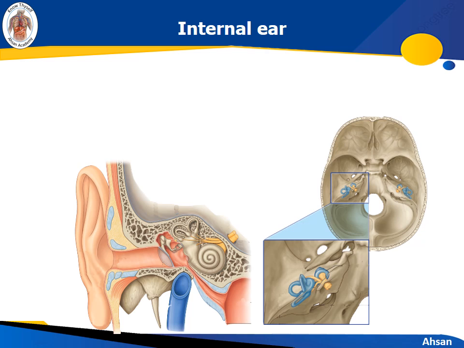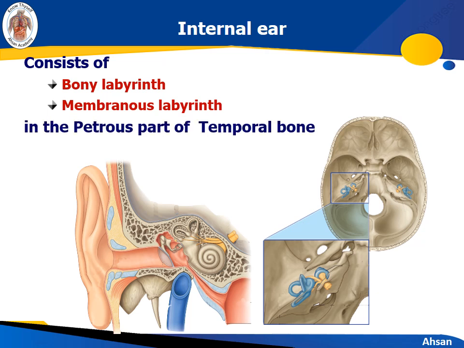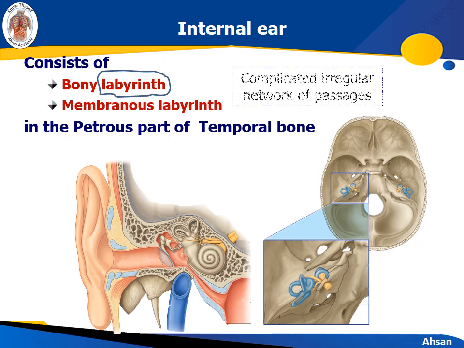Now let us see the internal ear. The internal ear consists of a very complicated bony labyrinth and membranous labyrinth. These are present in the petrous part of the temporal bone. This terminology, labyrinth, means a complicated irregular network of passages.